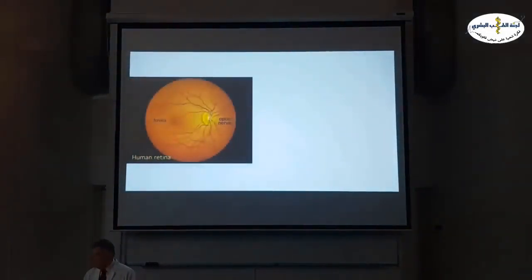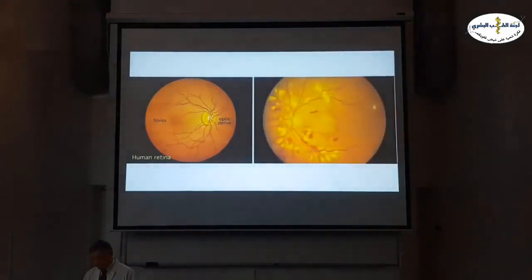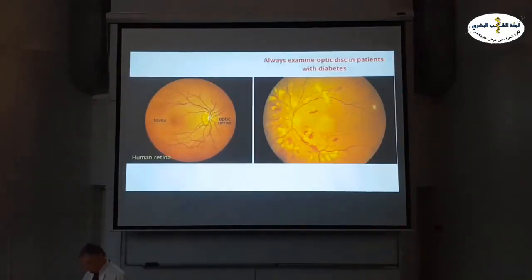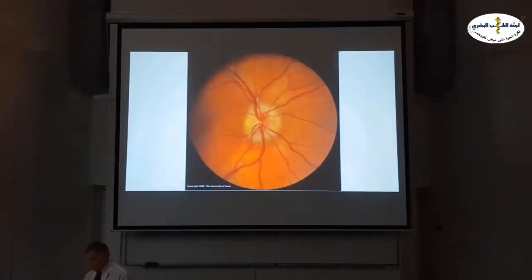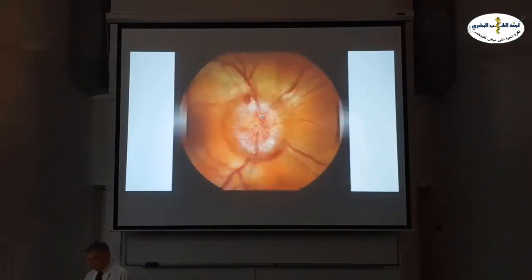This is a normal optic disc and fovea, and this is in case of diabetes. Exudates. So every diabetic patient should be examined. Okay? Normal and diabetic. No sharp outline. That is a big problem. No optic cup. Sharp outline has been lost. Blurred optic disc. This is even worse.